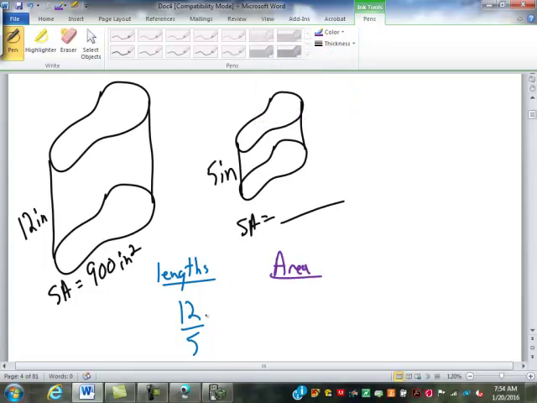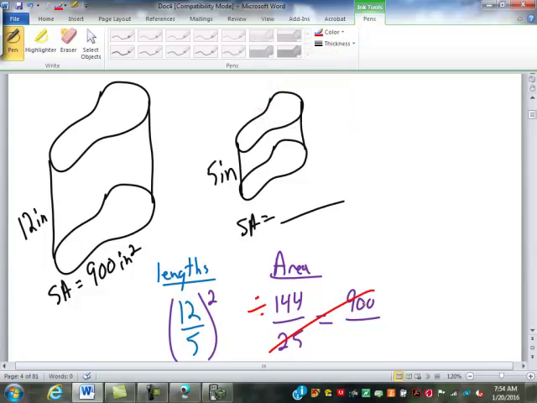So then our ratio of areas becomes 144/25. And then 900 goes on top. Cross multiply and divide, we get 6.25 square inches. Not so bad?